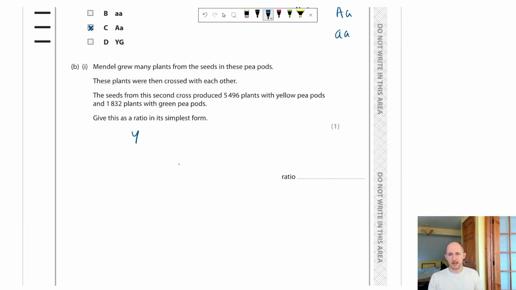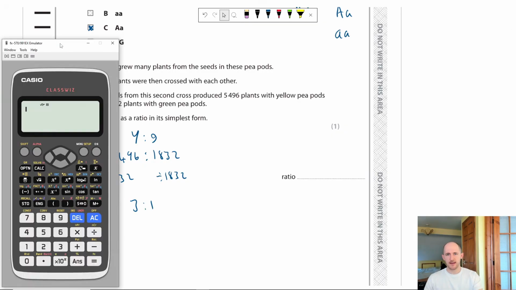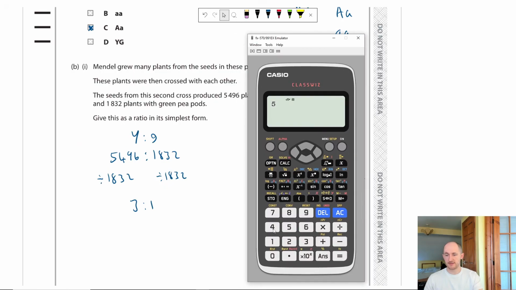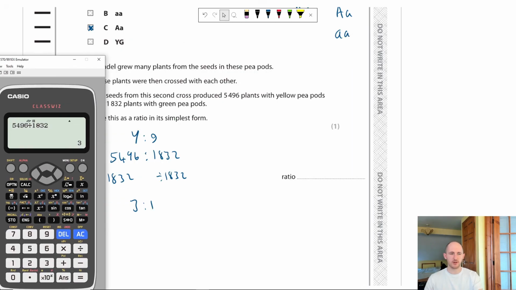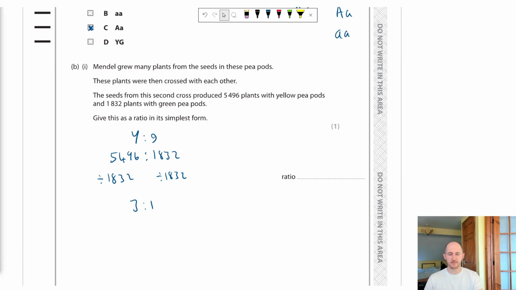So if we're doing yellow to green, initially we have 5,496 to 1,832. And then all we really need to do is simplify the ratio, which is a bit of maths. I would probably just divide both sides by 1832. It does look like it is divisible, actually. So if I divide both sides by 1832, you can use a calculator, of course, you actually get the ratio of 3 to 1. Let me show you that just to prove it. Let me open up my calculator. There we have it. Dividing the left-hand side by 1832, we get 3. So it's a 3 to 1 ratio. There are 3 times as many yellow plants as green plants.